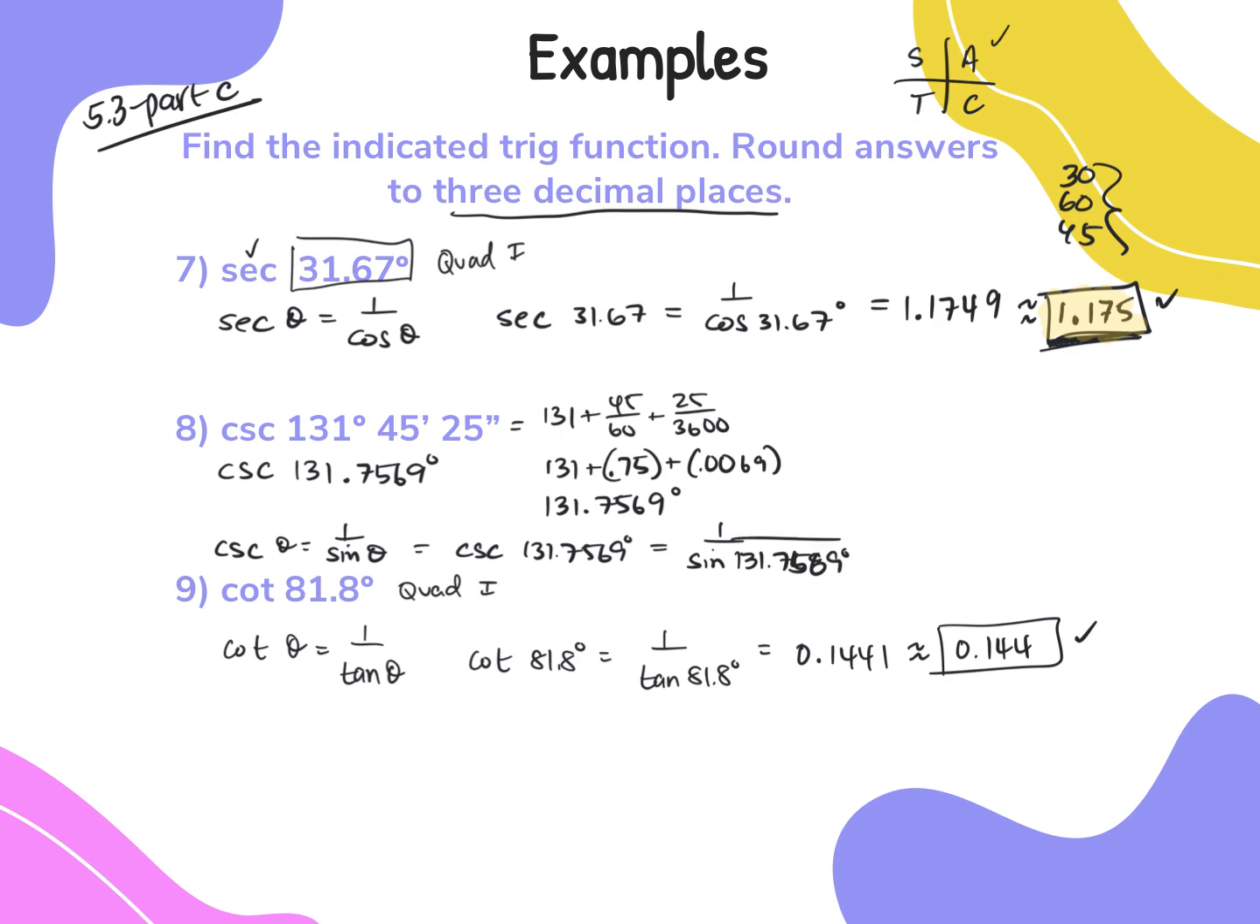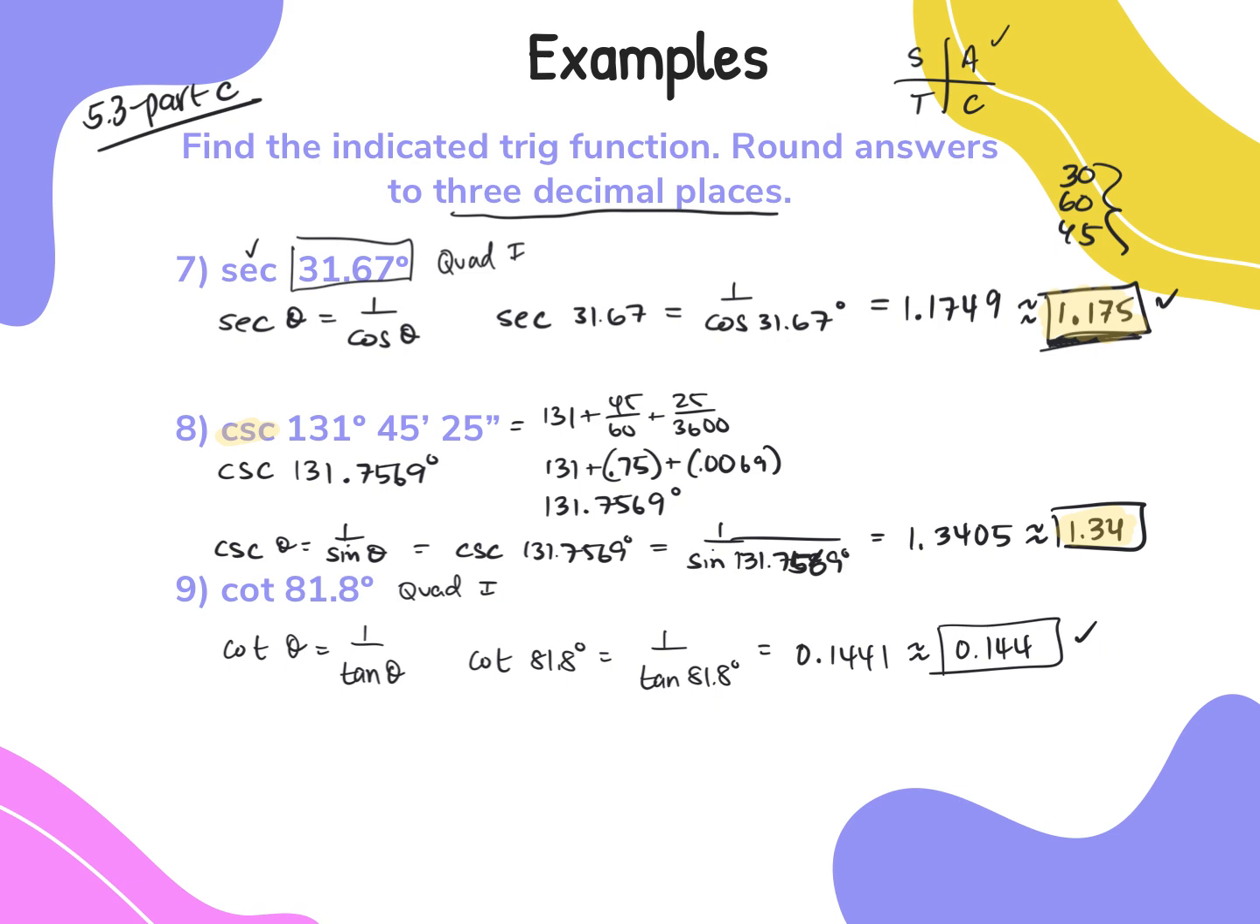7569 degrees. Well, that's kind of messy. Okay, so I come over to my calculator, 1 divided by the sine of 131.7569, and I get 1.3405, and again it's going to be 1.34. And so I have this, the cosecant of this degree is positive 1.34.